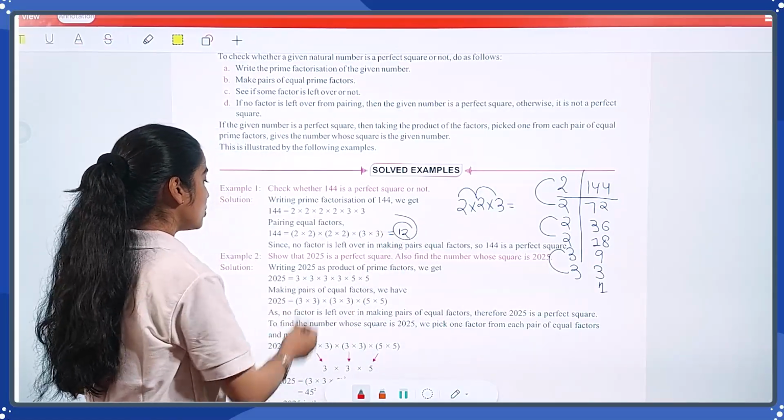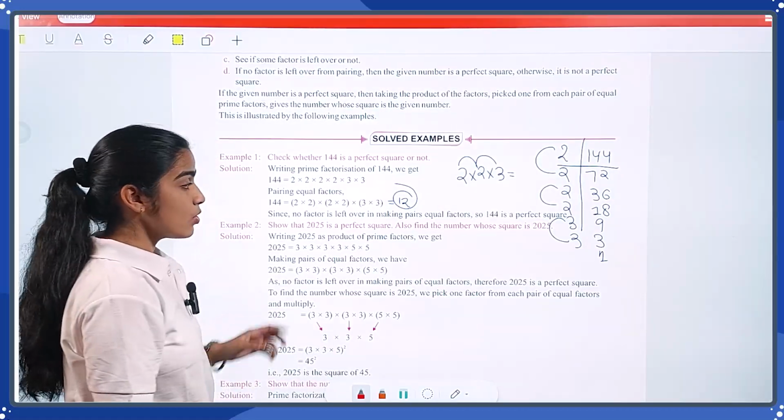Now show that 2025 is a perfect square. This is now your task.